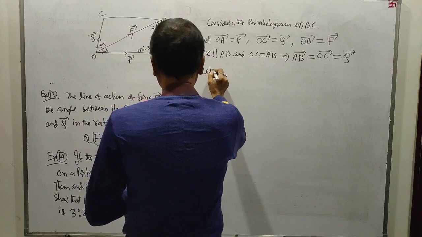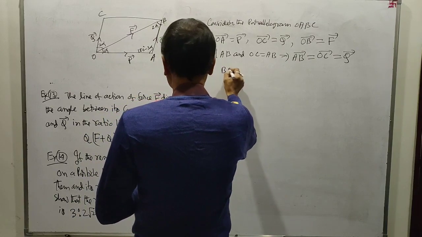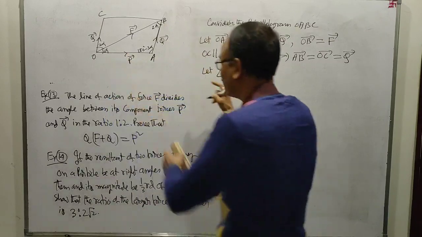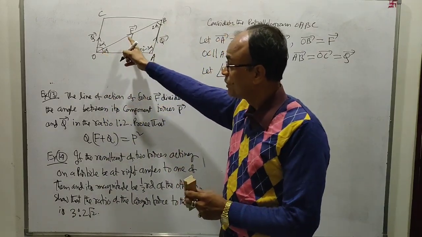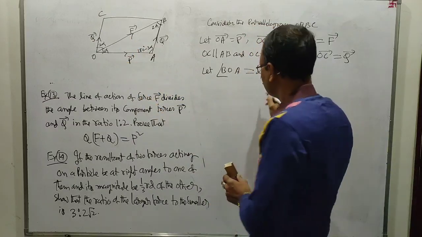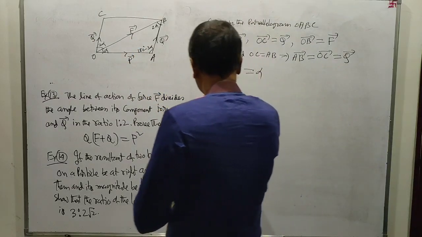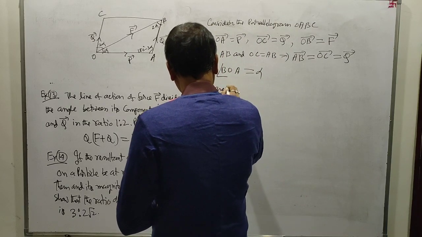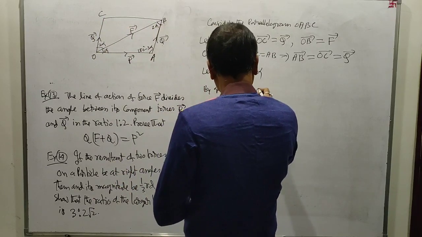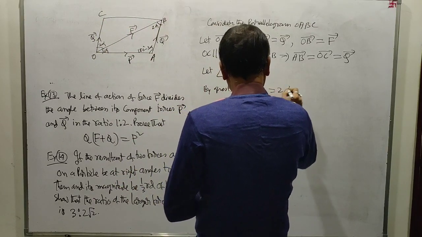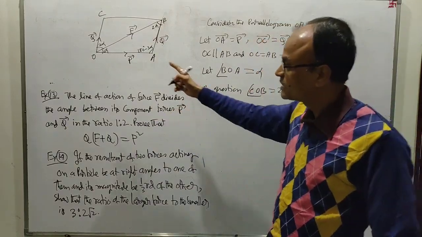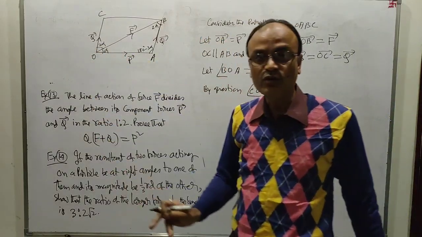Let alpha be the angle BOA between the forces F and P. According to the question, this angle COB will be equal to twice alpha.